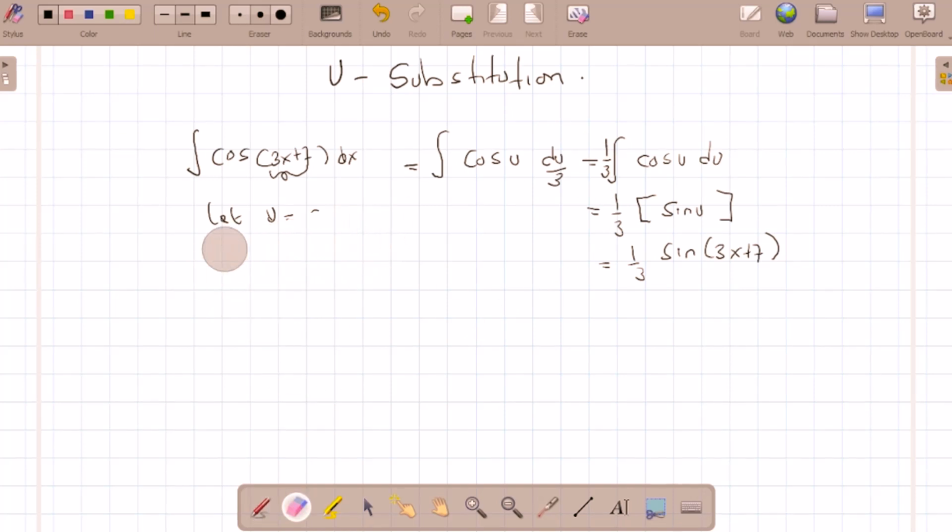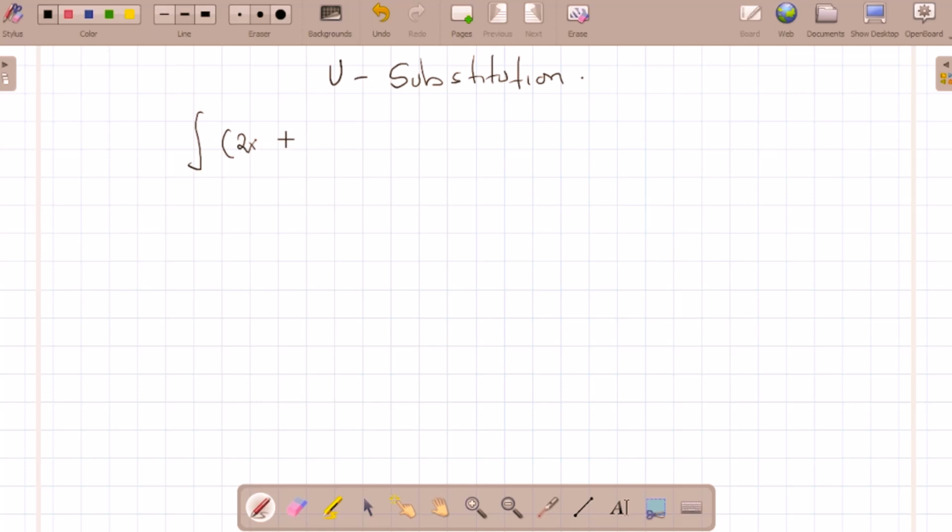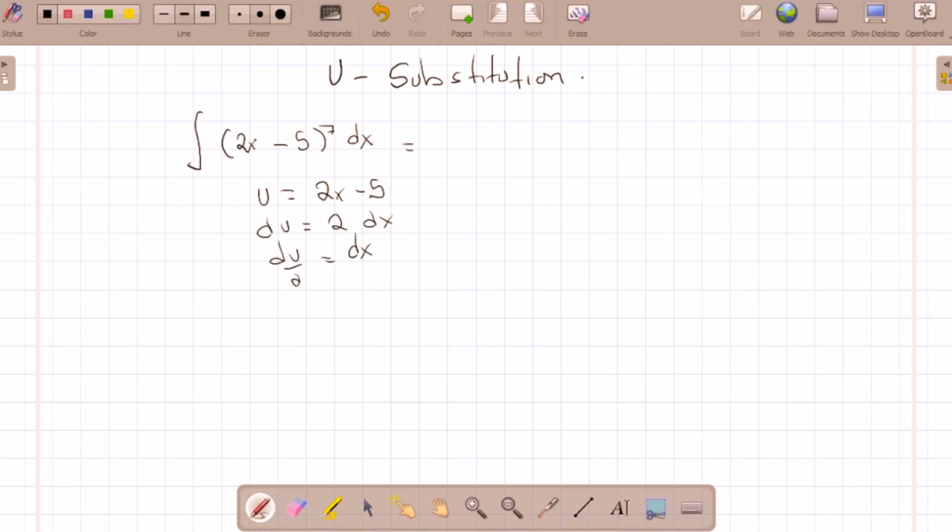Let us look at another example of U-substitution. We want to look at the integral of (2x minus 5) to the power of 7 dx. So we need to substitute the 2x minus 5. We'll let u be equal to 2x minus 5, and we'll need to replace the 2x minus 5 and the dx. So du is going to be equal to 2 dx. This means that du divided by 2 is going to be equal to dx.